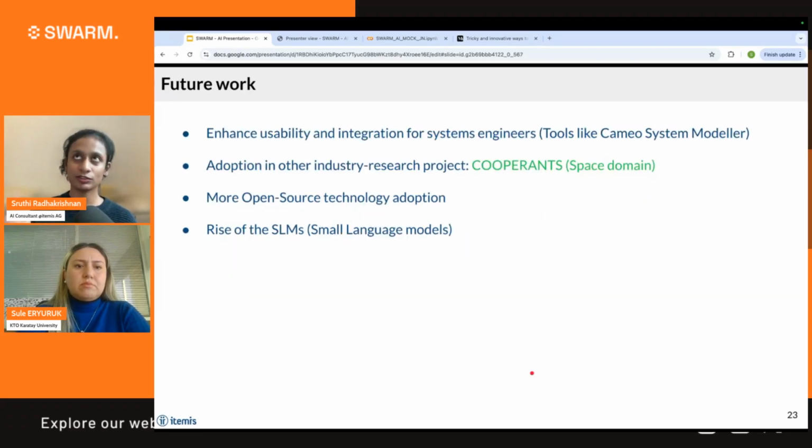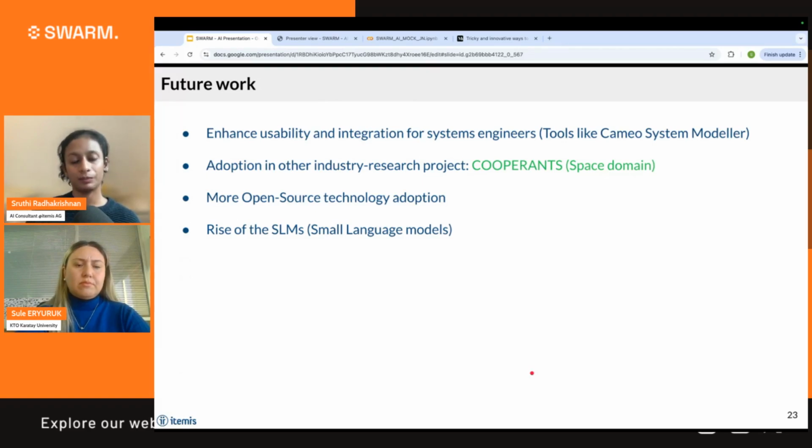As future work, this is not very much future work, we are doing these things parallelly. I showed certain tools which are very enterprise specific, like for example Cameo. We have integrated certain POCs, certain helpful features for traceability, or doing some NLP tasks inside this Cameo system modeler. And we are also adopting it to other industry research projects like Copernicus, for example, where we are dealing with pretty complex metamodels for the space domain.